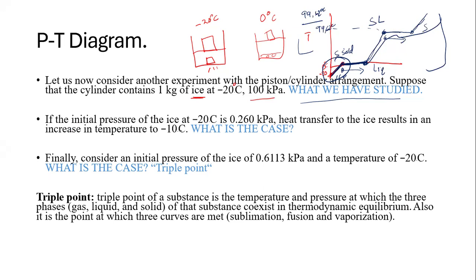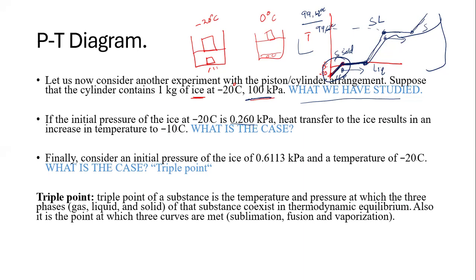Now here, number two, let's see what's going to happen. What is the case over here? Now, if the initial temperature of the ice is negative 20 degrees Celsius, and then look at here, the pressure here is high, and then we decide to lower the pressure to 0.260 kilopascals, right? And then heat transfer to the ice results in an increase in temperature to negative 10 degrees Celsius.